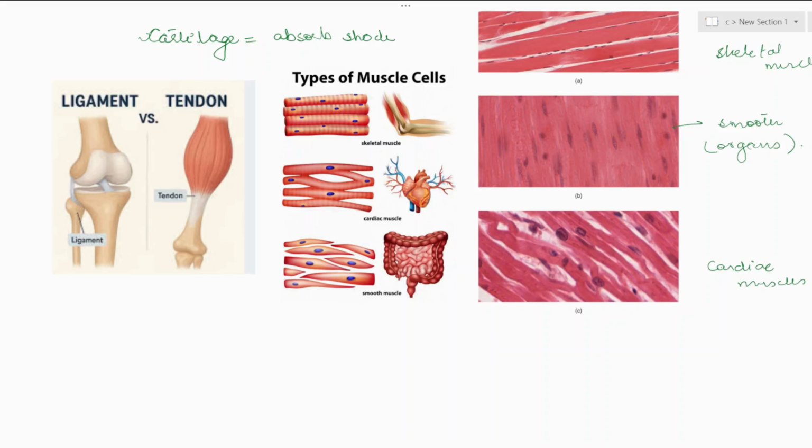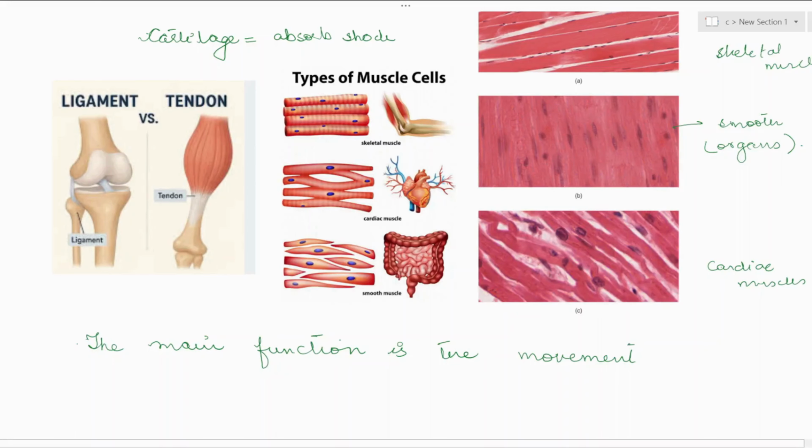Okay, so let's move to the next thing. How does the movement take place? Now we have learned the musculoskeletal system. The main function of this system is the movement of the body. Now, how do they move? Move your arm. Can you tell me the changes? What changes are happening in your body?